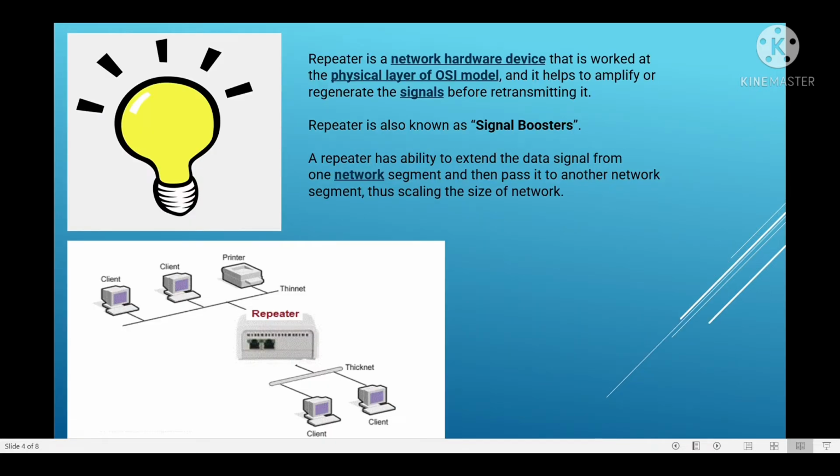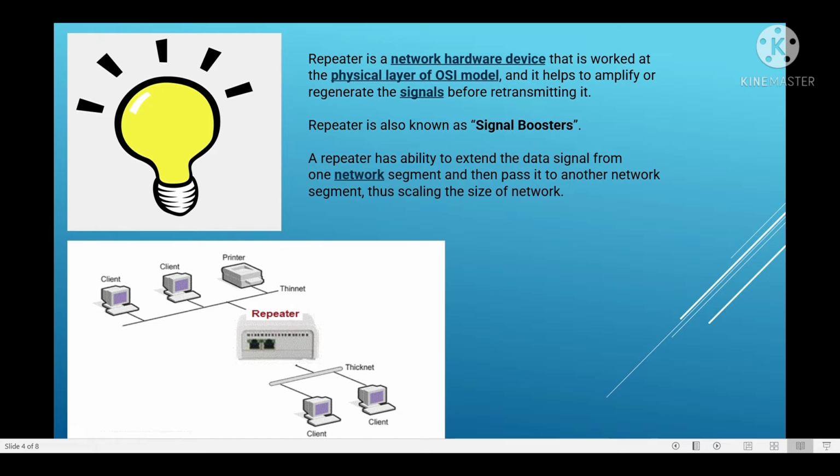Actually repeater is a network hardware device and it works at the physical layer of the OSI model. As we are aware, the OSI model has multiple layers and the physical layer is the layer which directly deals with the infrastructure of the networking. Repeaters work at that level. They are known as signal boosters because they can add more energy to the signal so that it can travel longer distances.